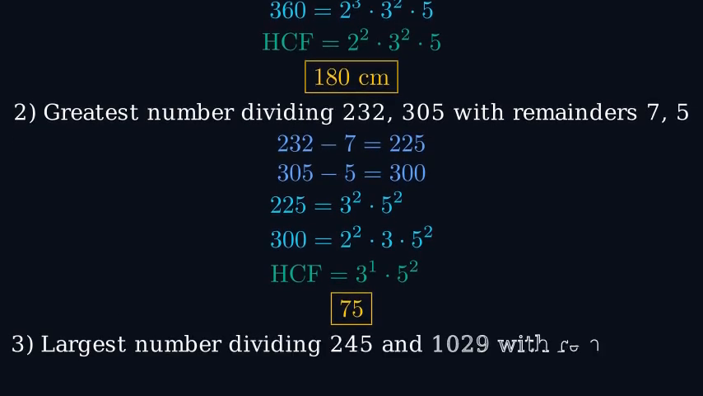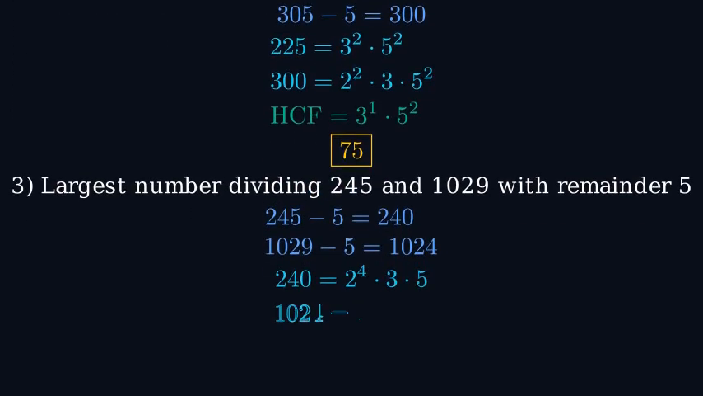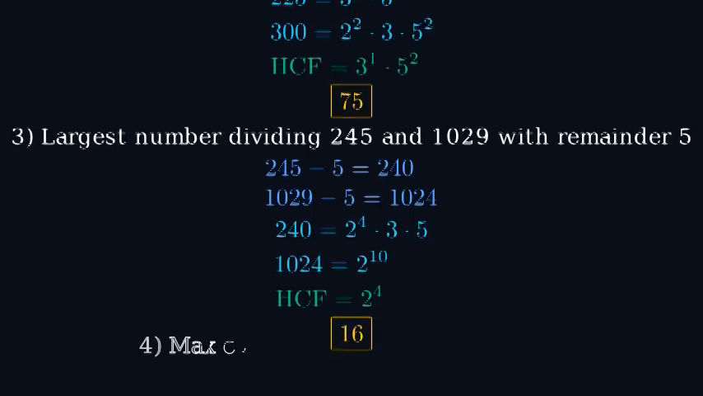Problem 3. Largest number dividing 245 and 1029, leaving remainder 5 each time. Subtract 5 from both numbers. Find the highest common factor of 240 and 1024. That gives 16.